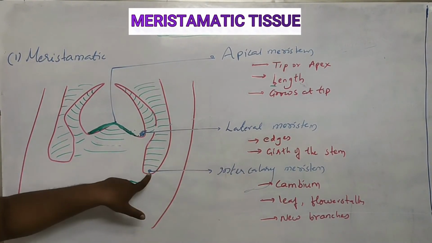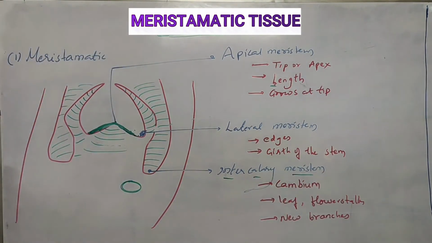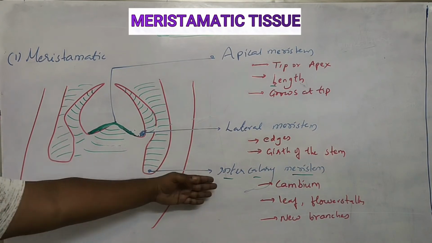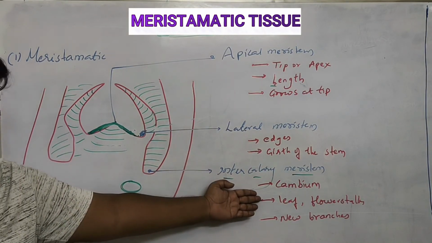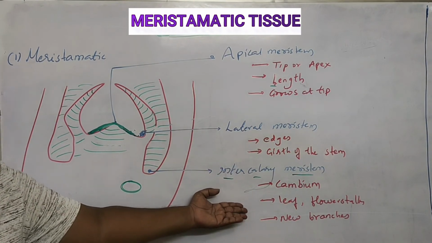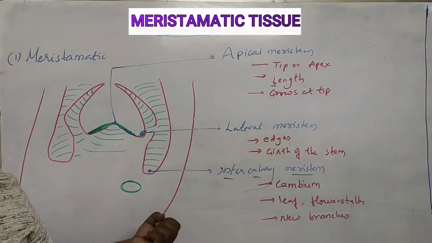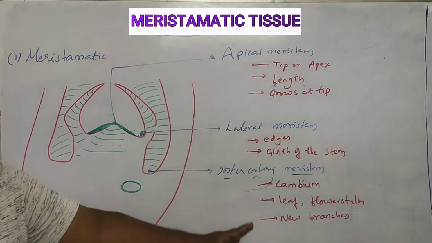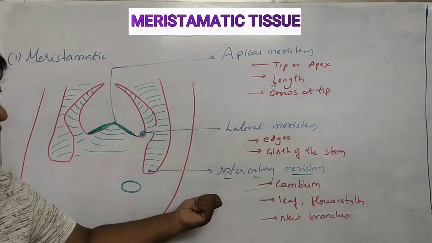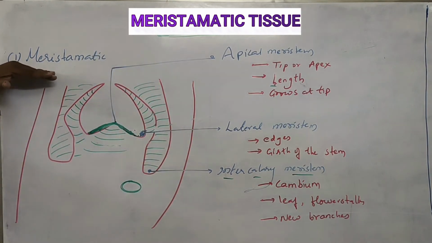And third one is this particular part you can see here. This one is the intercalary meristem. Intercalary meristem, and this intercalary meristem is also called the cambium. You can see the new leaves coming out at the tips, and you can see the new flower stalks coming out at the tips, and you can see new branches coming out at the tips, and this is all because of the intercalary meristem, because they arise at this particular place. So on the whole, the meristematic tissues are helping the plant to grow.